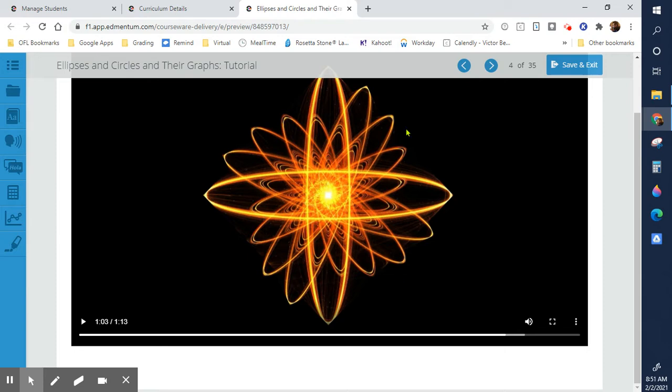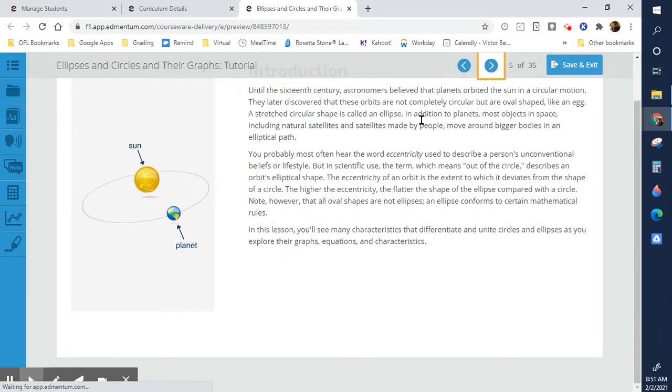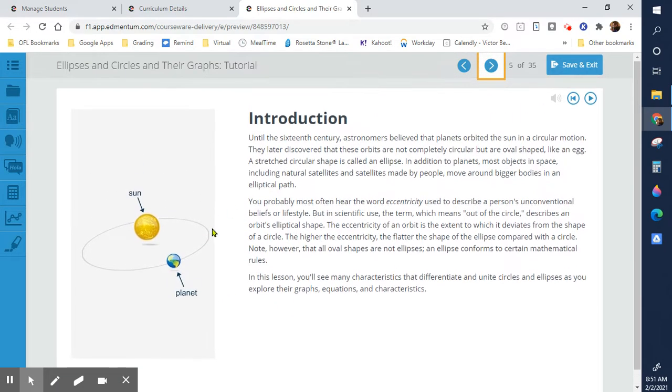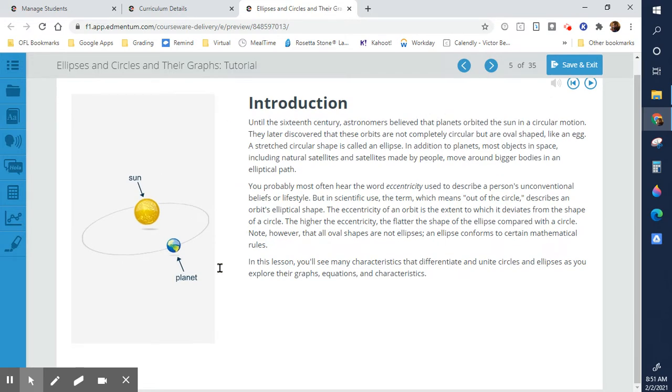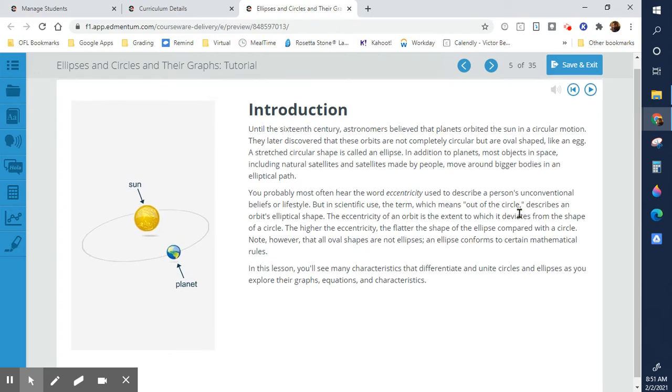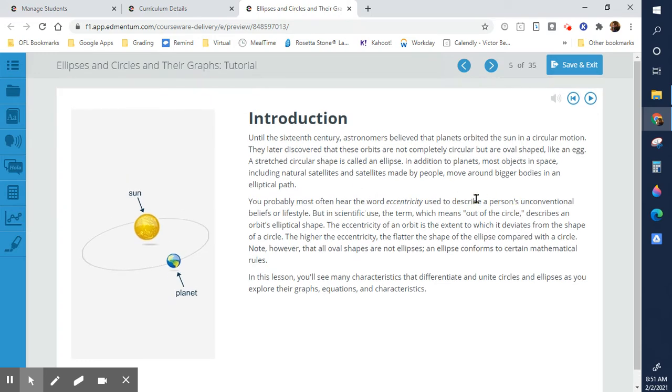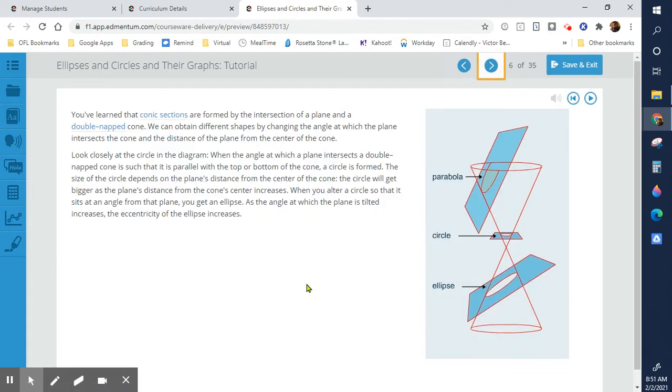But they do occur in nature, like you saw right there with the sun and the planet. So you see that here. The word eccentricity would describe a person's unconventional beliefs. So we're just going to be talking about centers and things basically. Again, they do a much better job of explaining how this can be applied and the history behind it than I would. So I'll leave that to them.